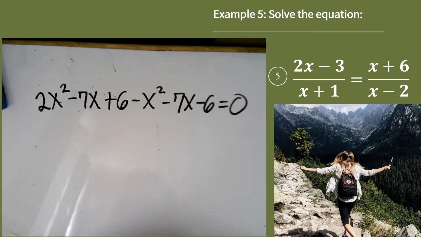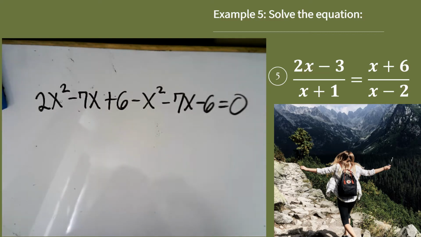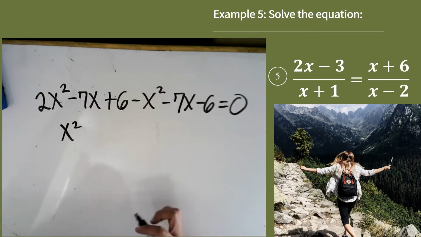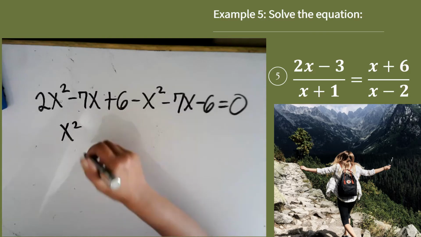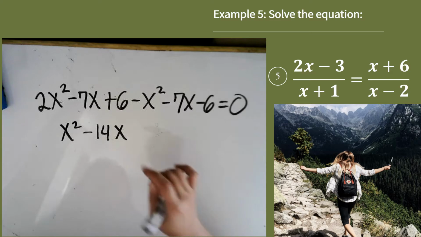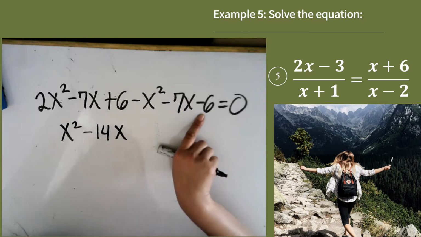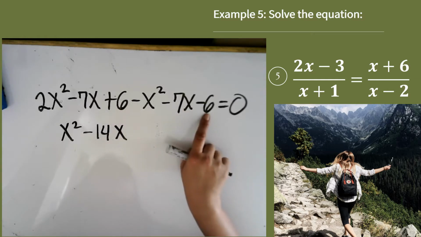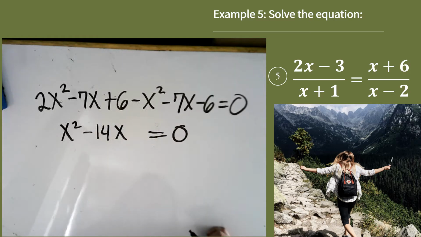So let's combine. 2x squared plus negative x squared is equal to positive 1x squared. And then negative 7x plus another negative 7x is equal to negative 14x. And then combining positive 6 to negative 6 is equal to 0, so I don't need to write it here anymore. Again, 6 plus negative 6 is 0. And then equals 0. There.